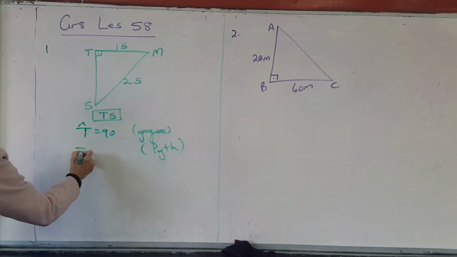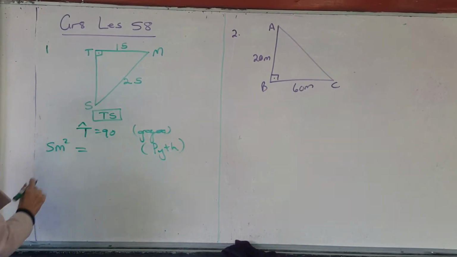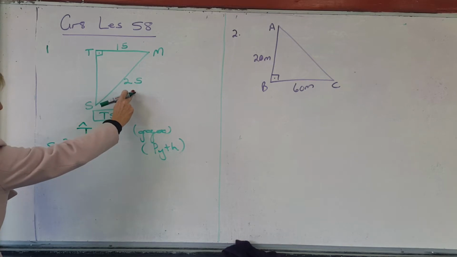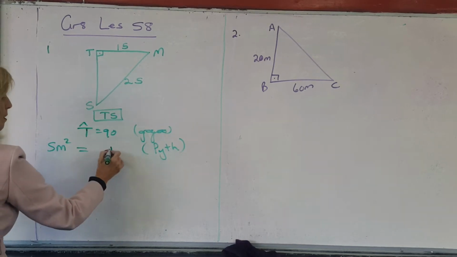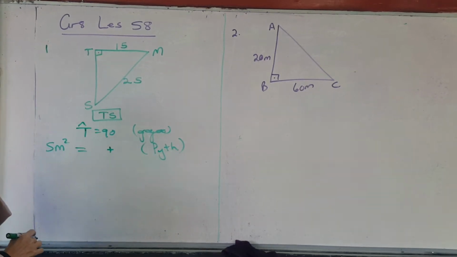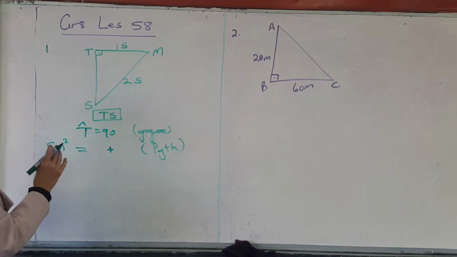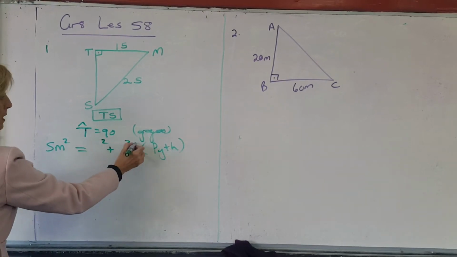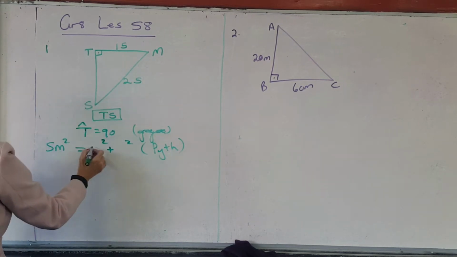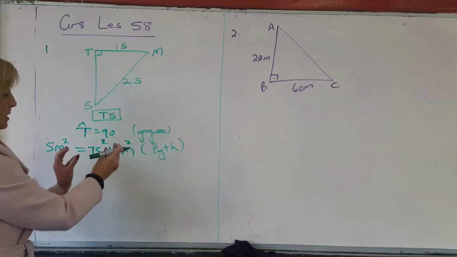The theorem of Pythagoras says the square on the hypotenuse side, which is SM. Can I write MS? Yes, you may write SM, MS doesn't matter. The square on the hypotenuse is equal to the sum of the squares on the other two sides, TS and TM. And I can write ST and I can write MT and I can swap them around.